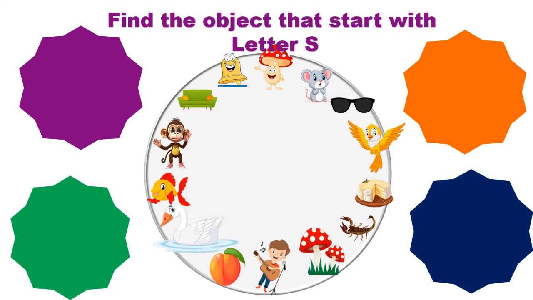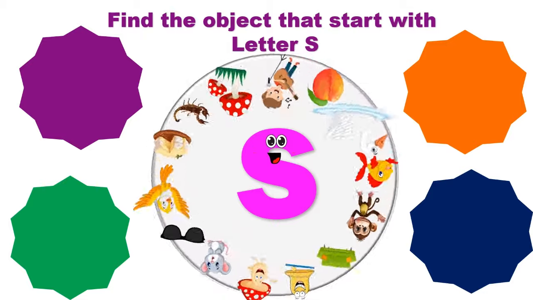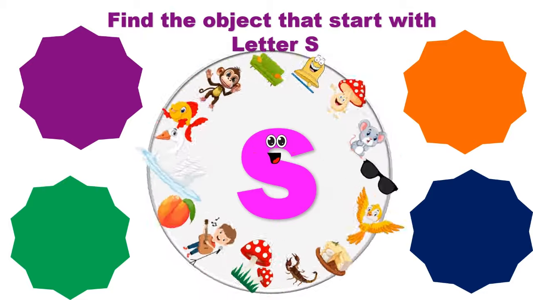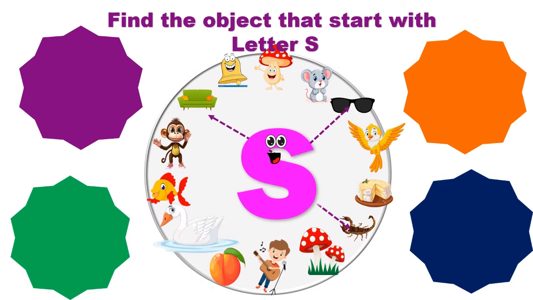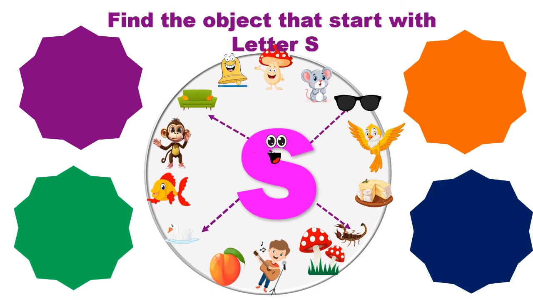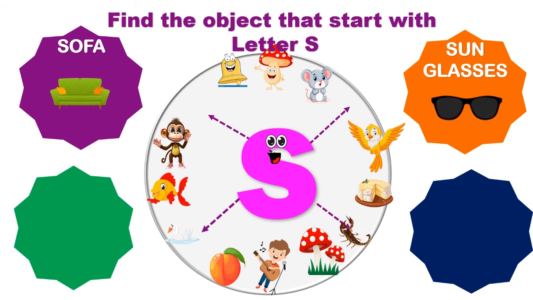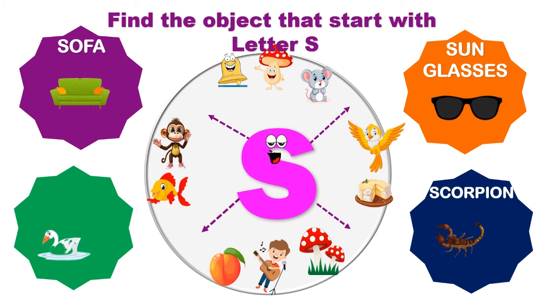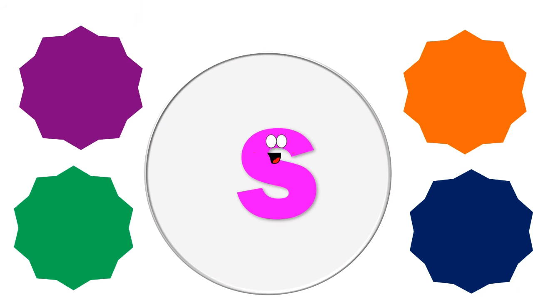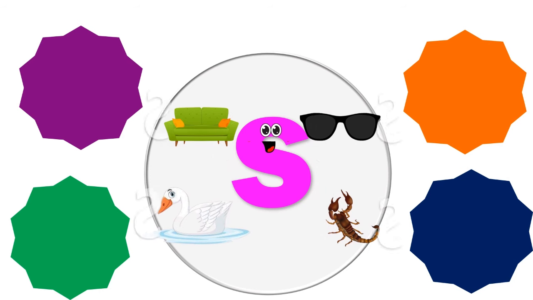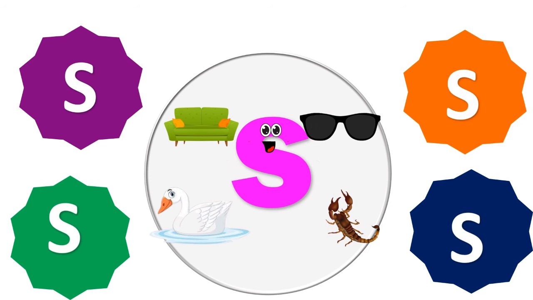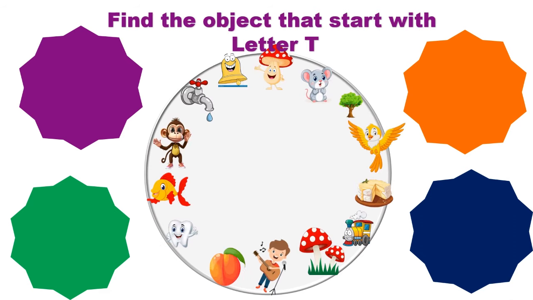S. Find the object that starts with the letter S. Sunglasses. Scorpion. Scorpion, swan. T. Find the object that starts with the letter T.